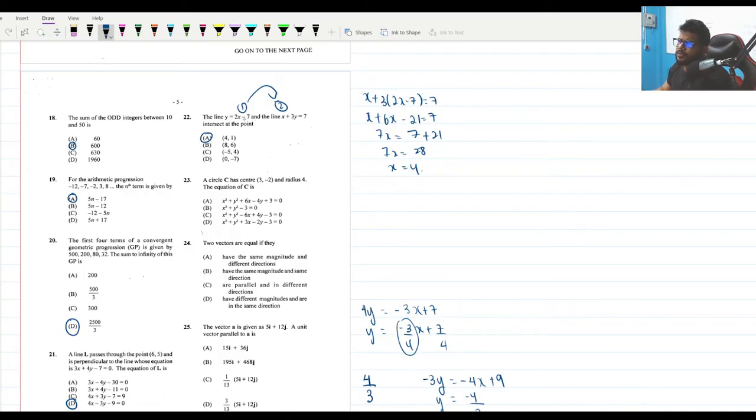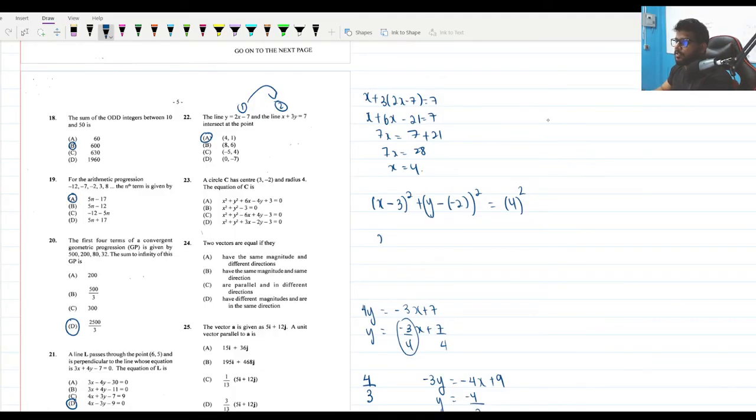A circle has center (3, -2) and radius 4. The equation of the circle is, alright, sometimes this particular format is easier to see. Others will see it like this: (x minus a) squared plus (y minus b) squared is equal to r squared. And then we go expand. To me, this is an easier way to see it for questions like this.